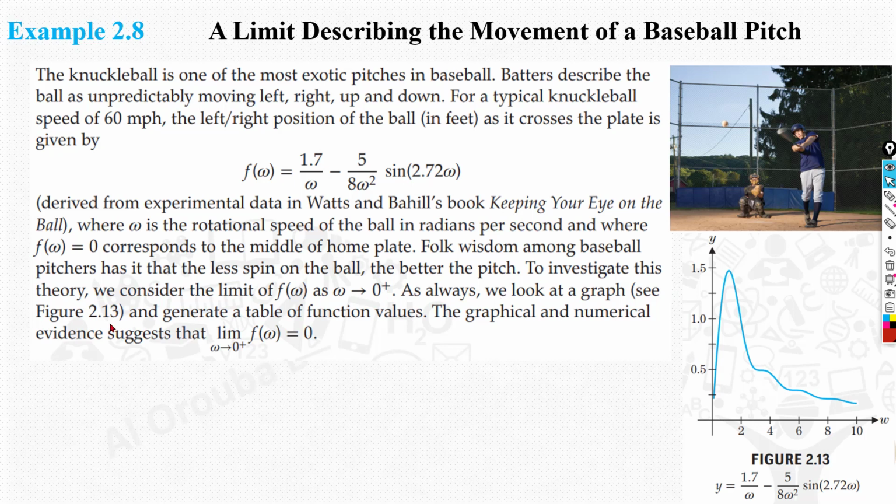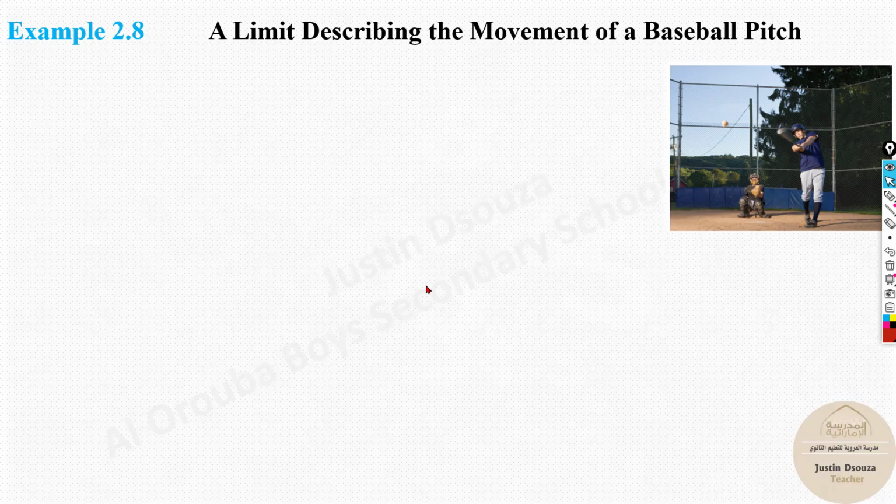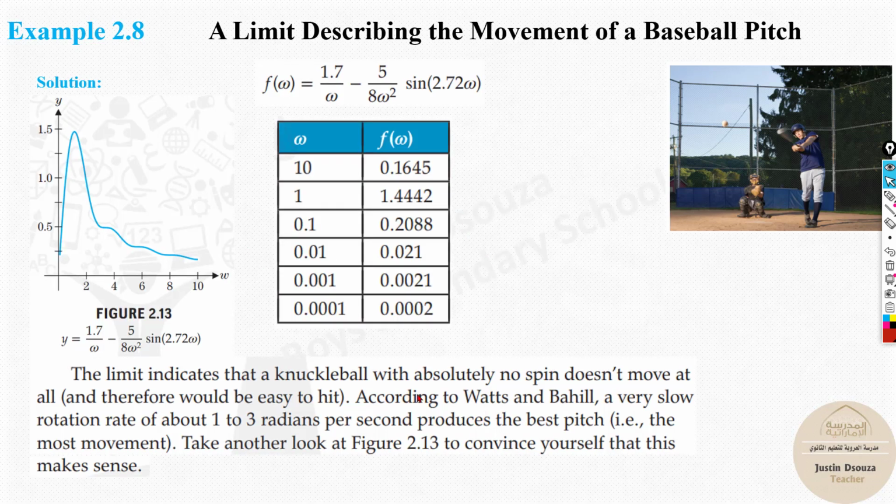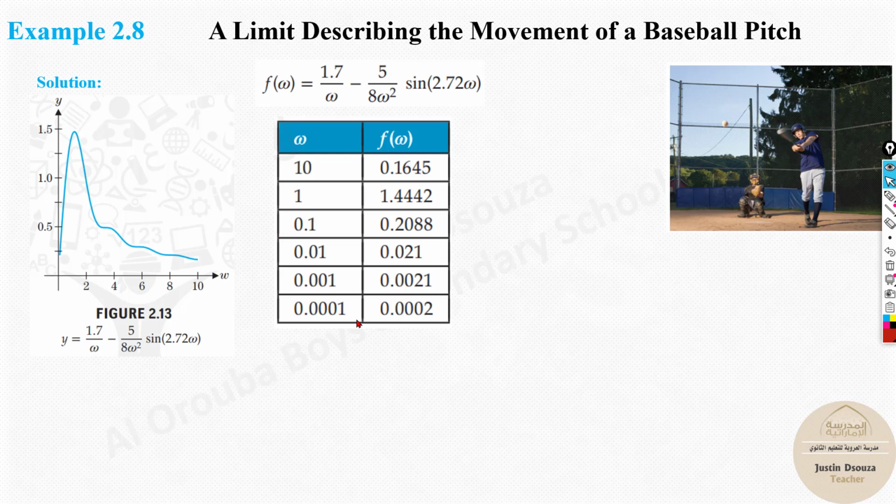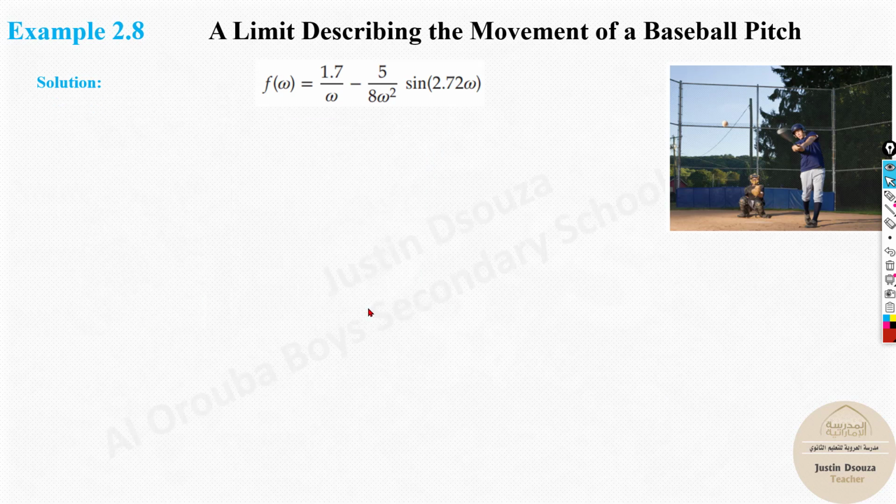As always, we look at the graph, see this figure, and generate the table of the function. The graphical and numerical evidence of this is given over here. So basically, you have to understand, analyze, make a table, and then tell about this function. I'll just tell what this question is. It's more of an understanding problem rather than a question-answer problem.